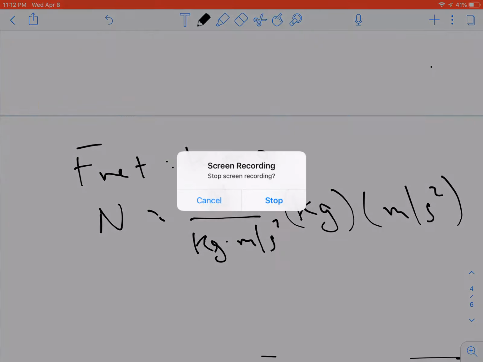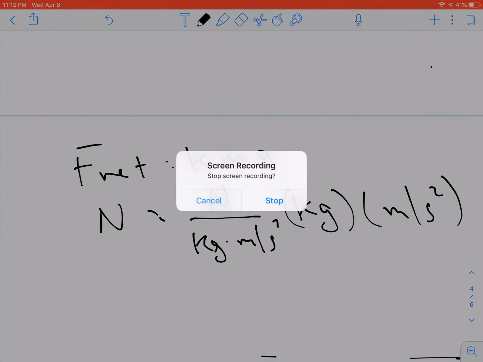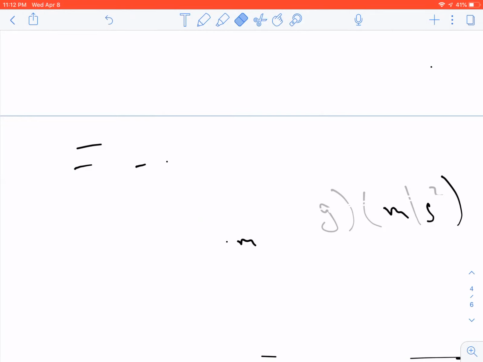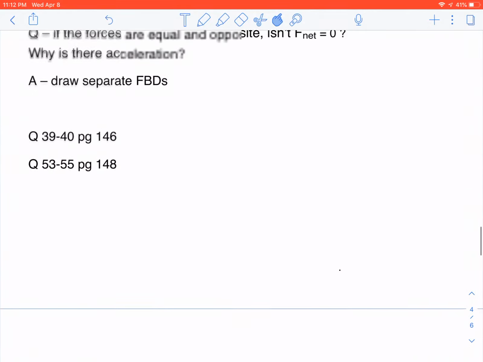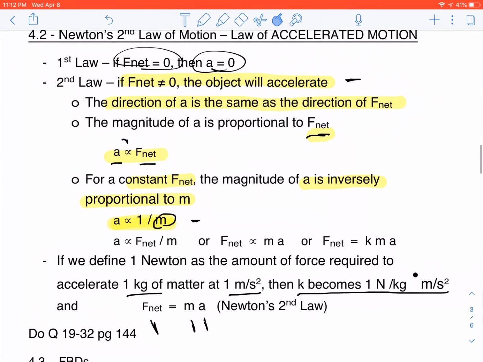I'm just going to try and keep this space clear so I can use it for solving problems in a minute. Okay, so let's go back to our short note for 4.2. I'm almost done it already.